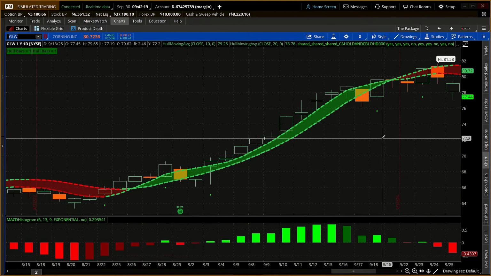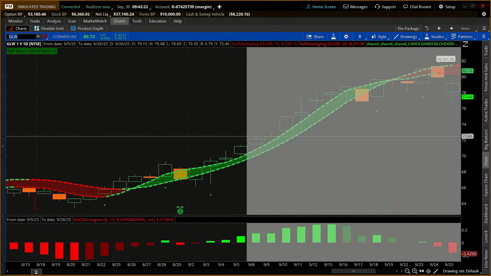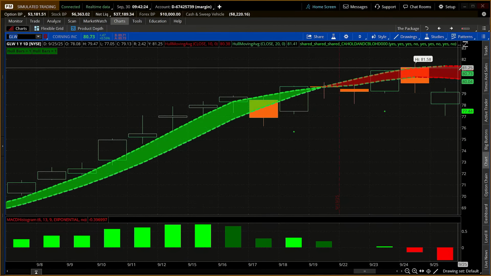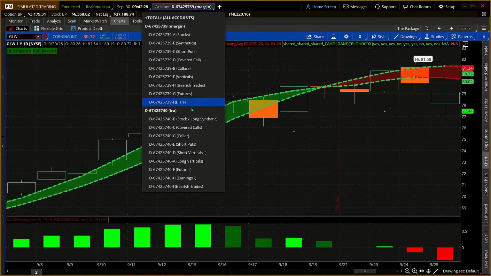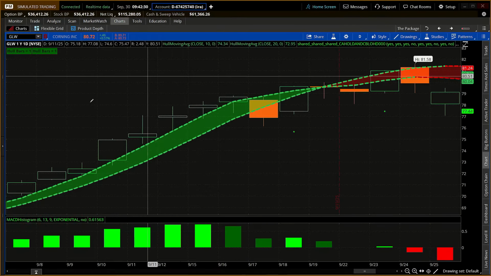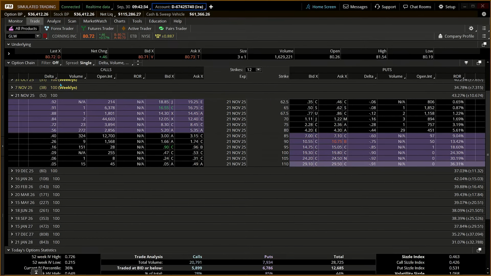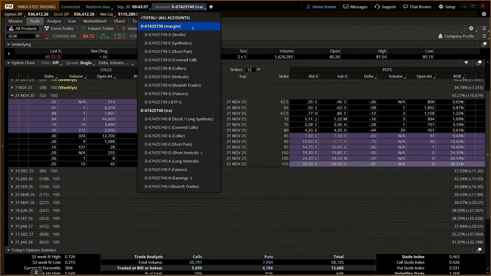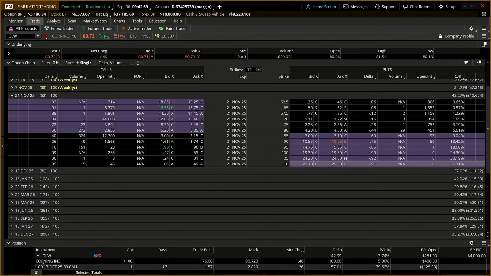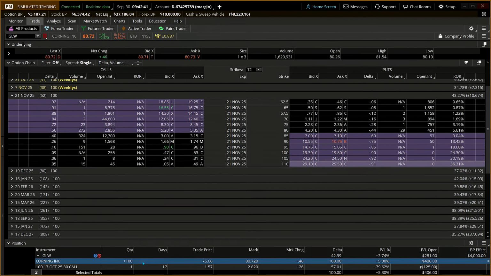Now, what you're going to notice is on GLW, which is Corning, it had red moving averages here. The investor that is long the stock is probably saying, look, it's been a nice trend to the upside. And what I want to do is look and see the position. Let's show that here. We have shares of stock purchased at 76, and the mark where it is now is at 80.72. The shares have gone up $4.